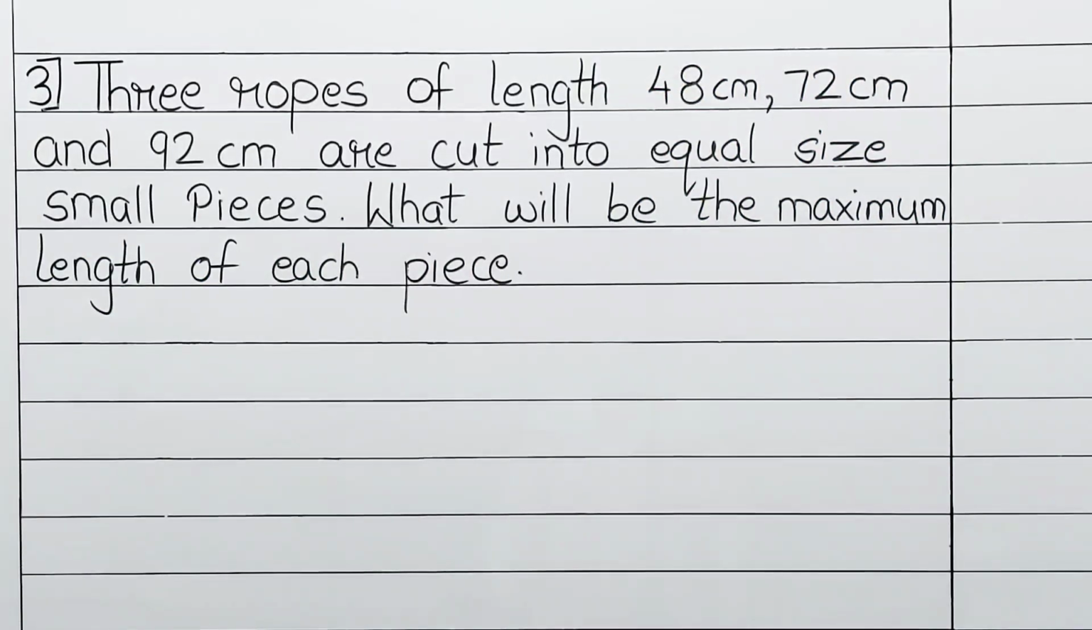Third sum. 3 ropes of length 48 centimeter, 72 centimeter and 92 centimeter are cut into equal size small pieces. What will be the maximum length of each piece?